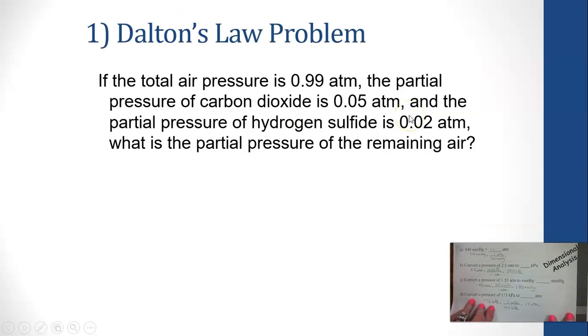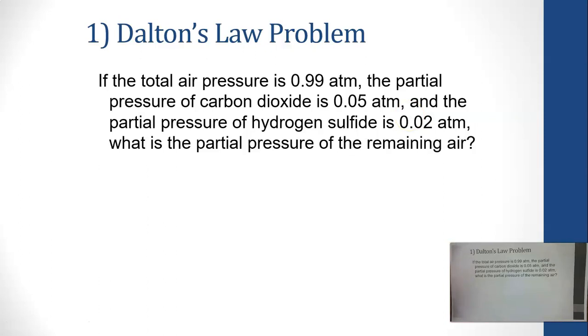So this first problem, we're going to go back down here to the document camera. If the total pressure is 0.99 atmospheres, okay, so I've got total pressure equals 0.99 atmospheres. The partial pressure of carbon dioxide is 0.05 atmospheres. And it says the partial pressure of hydrogen sulfide is 0.02 atmospheres. What's the partial pressure of the remaining air? Okay, so we've got a partial pressure of something that we don't know what it is.